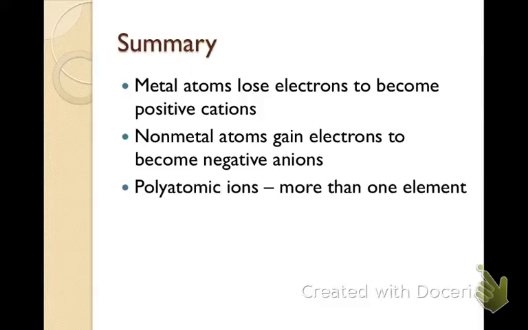So to summarize, metal atoms lose electrons, become positive cations. Their ions tend to be a little bit smaller than their atoms. Nonmetals will gain electrons to become negative anions, and those will be a little bit larger. And polyatomic ions have more than one element, and you can find them on Table E.